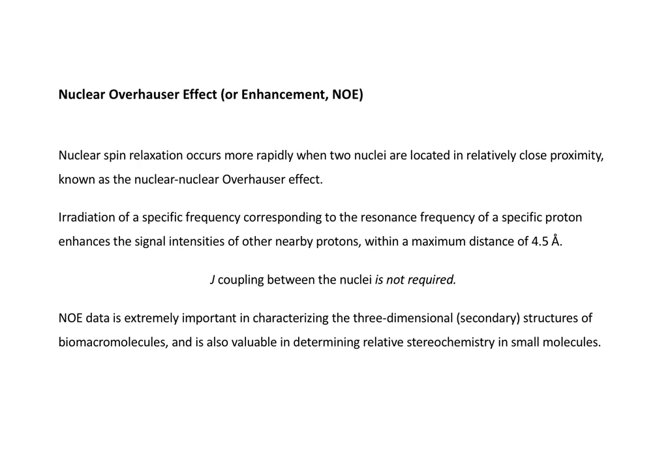This video describes how we can use the nuclear-nuclear spin Overhauser effect (NOE) to assign two protons that are within relative proximity, within a maximum distance of about 4.5 angstroms. The application of the NOE complements information that we get from proton-proton couplings, including COSY spectra.